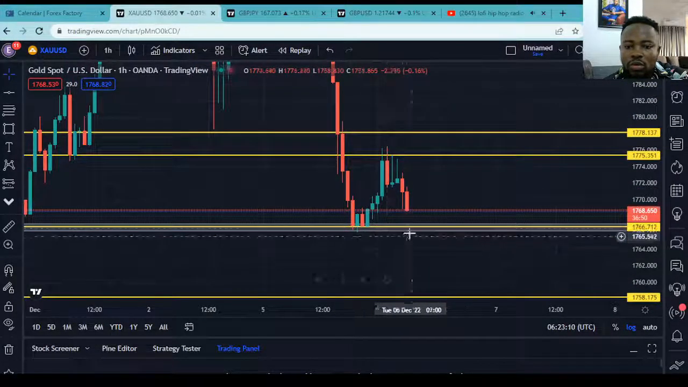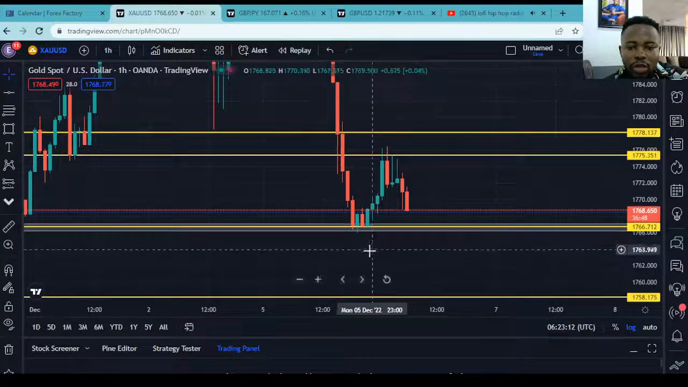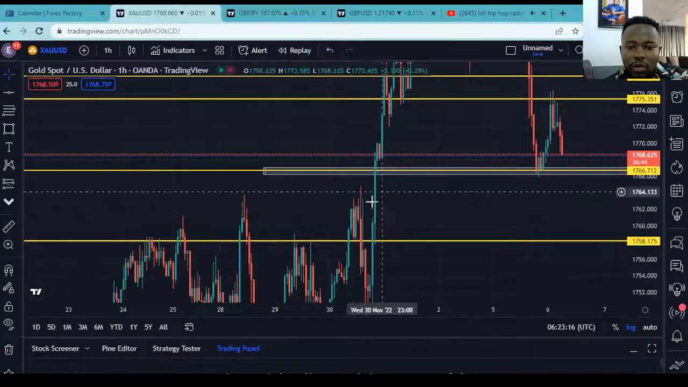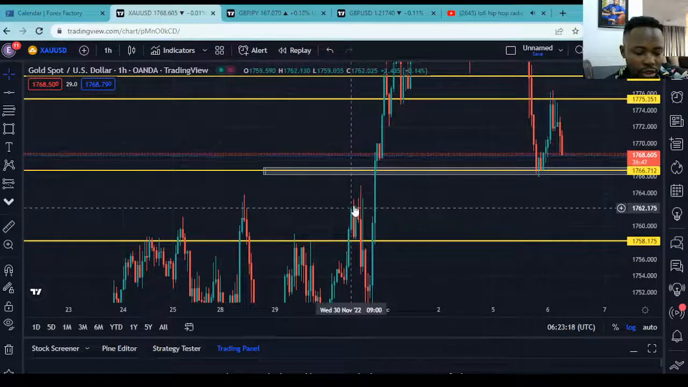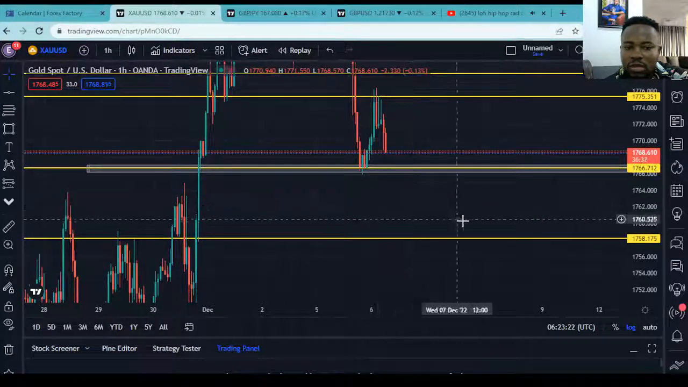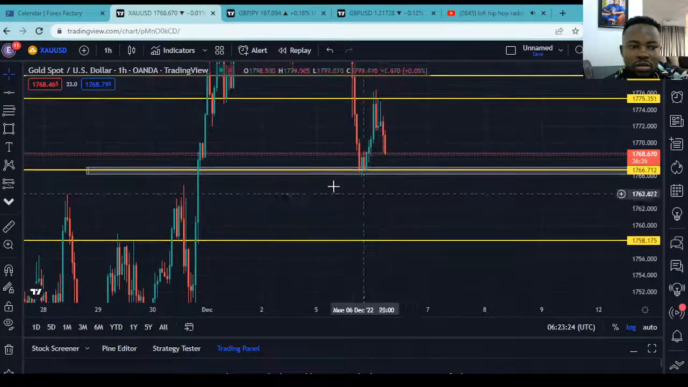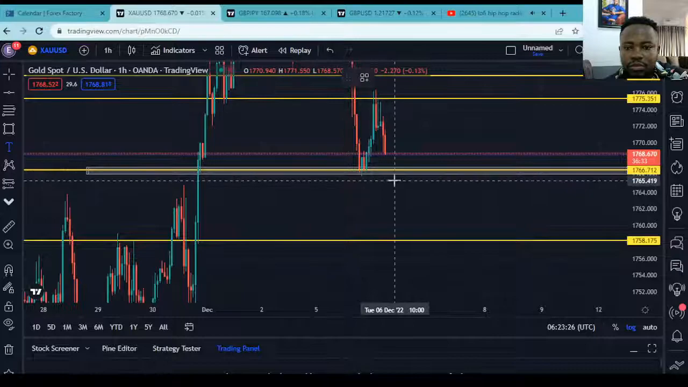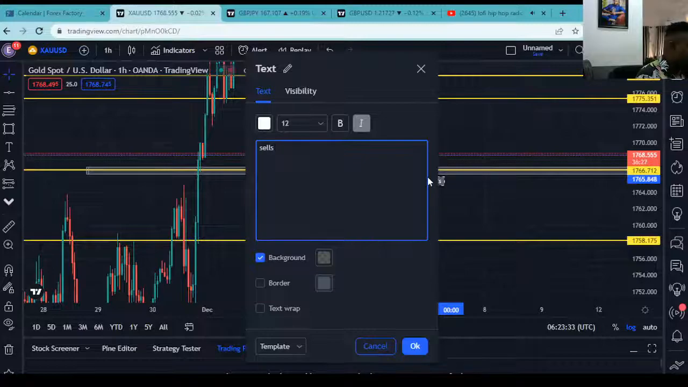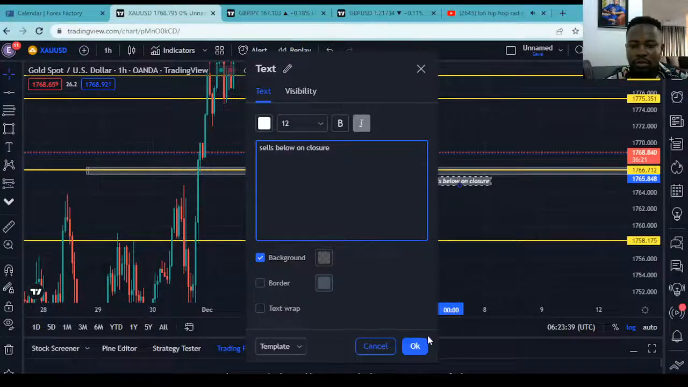We need to have a closure below here. Looking to the left, we'll have a clean move, and we expect volume to break this region and keep pushing price down to 1758 level, right? So we could say we'll wait for sells below here. And closure, right?